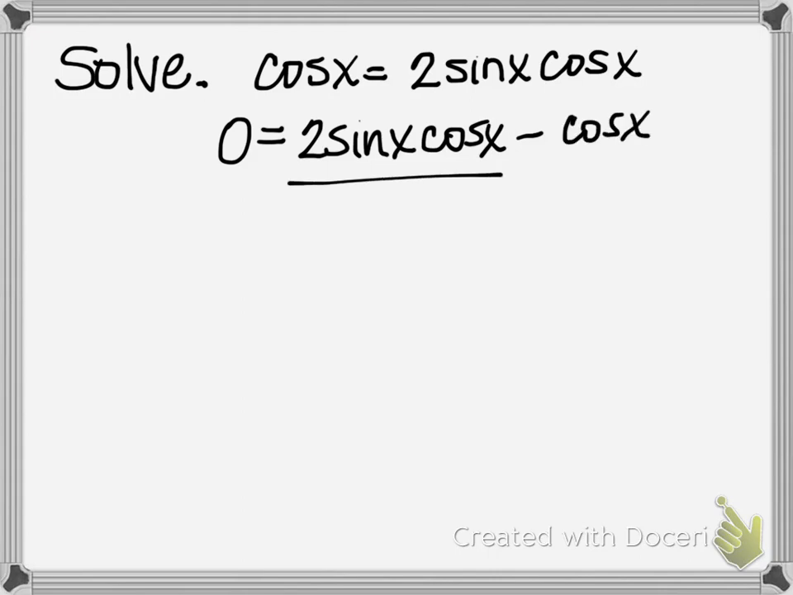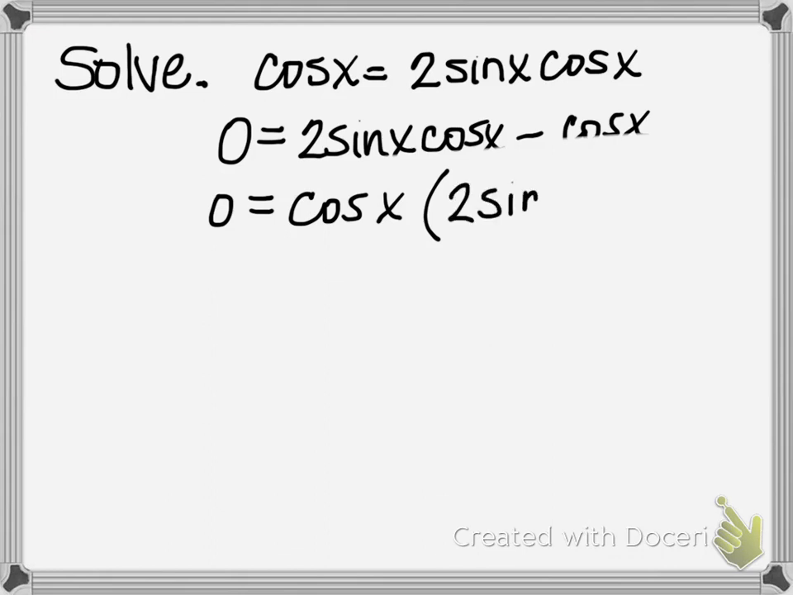Now it's worth noting that we have two terms here on the right-hand side of this equation, and they both have a common factor. The greatest common factor is cosine of x, so we are going to use GCF factoring, and we'll factor out a cosine of x. We'll be left with the quantity 2 sine of x minus 1.